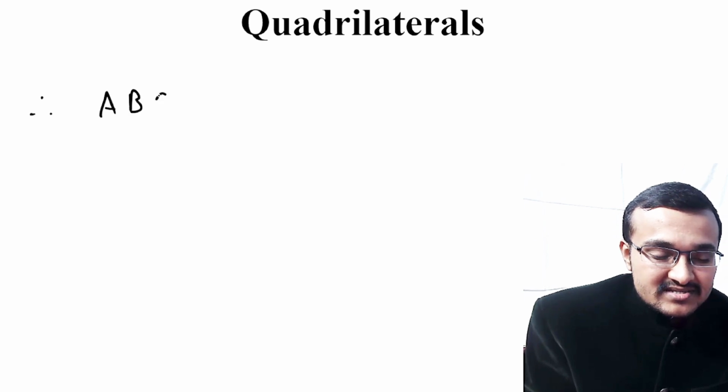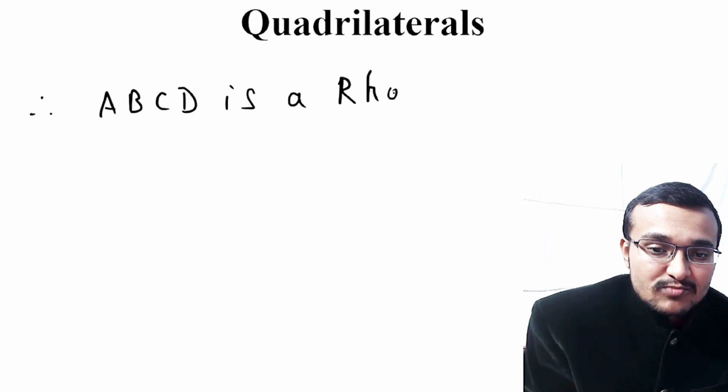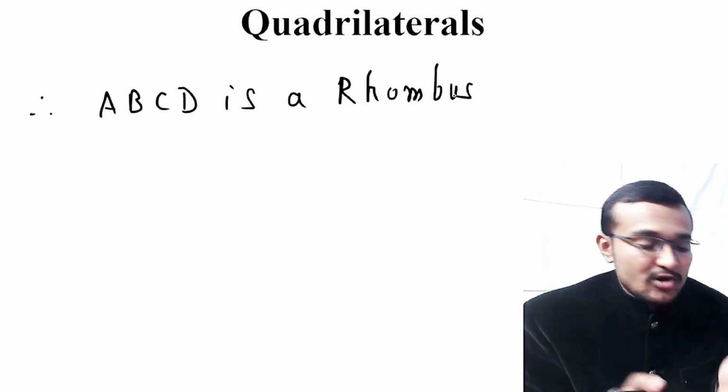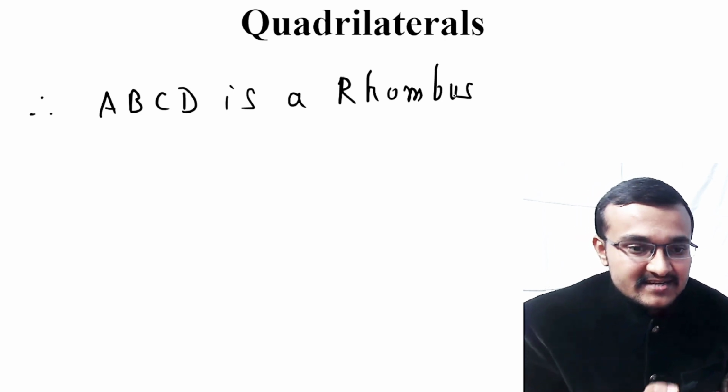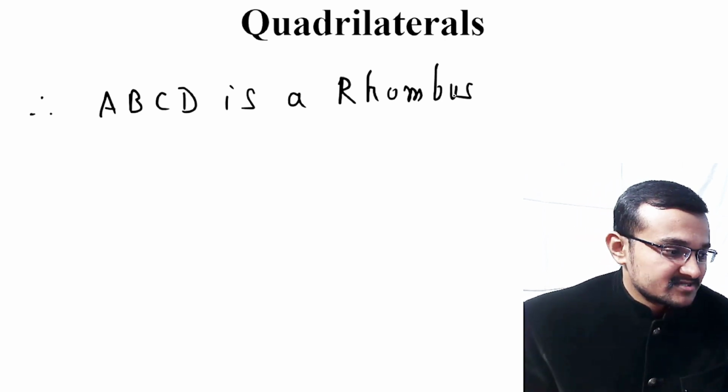Therefore, ABCD is a rhombus. Why is ABCD a rhombus? Because we have proved that all the sides in this particular quadrilateral, or in this particular parallelogram ABCD, are equal to each other. So that's why ABCD is a rhombus.